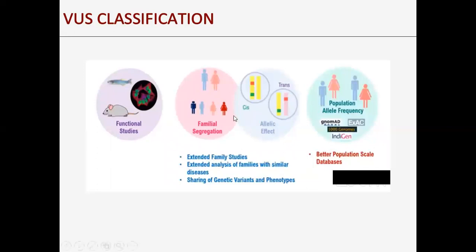And also, when you are doing all these VUS classifications, you have to do extensive follow-up. Maybe tomorrow, if a variant is falling in benign, it could become pathogenic when more data is available, or vice versa. Maybe today you are assigning one variant as pathogenic, but when more population data is available, it could fall into benign. So there are multiple possibilities. So follow-ups and reclassification of the variants are also important.